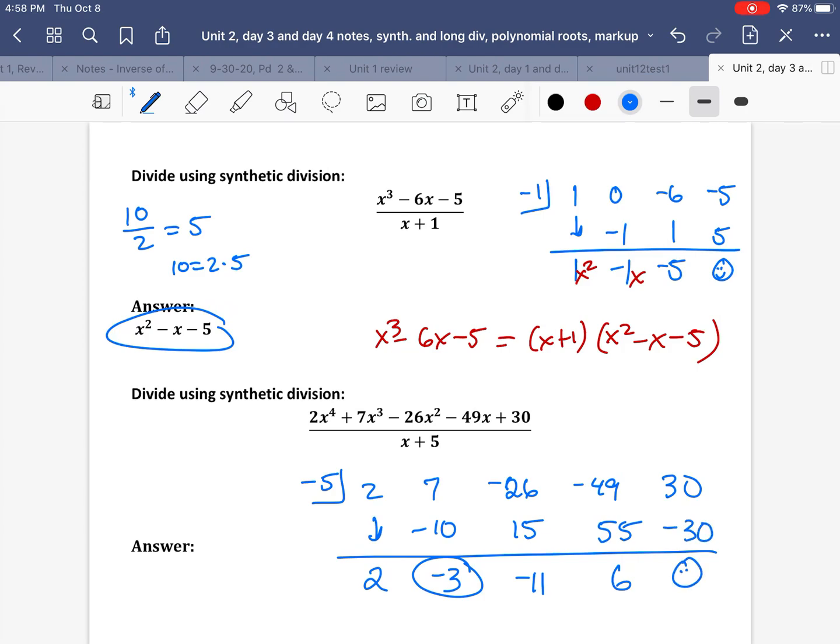So again, I'm very happy because I have a 0 remainder. So I go through and I write, this was x to the 4th, so I'm going to start off with x to the 3rd, x squared, x, and then I have my answer. So my answer would be, and I could write it up here, my answer is 2x to the 3rd minus 3x squared minus 11x plus 6. And there I go. It divided perfectly. Or you can write it down here if you like.